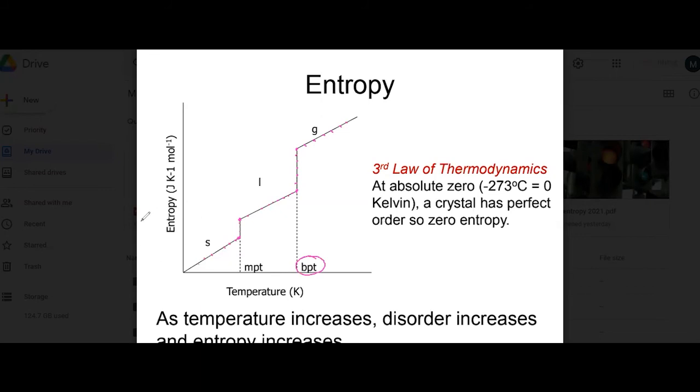A substance has zero entropy at absolute zero, or negative 273 degrees Celsius. This is 0 Kelvin. At these conditions, a crystal has perfect order, so zero entropy. This is called the third law of thermodynamics. So as a conclusion, as the temperature increases, disorder increases, and entropy increases.